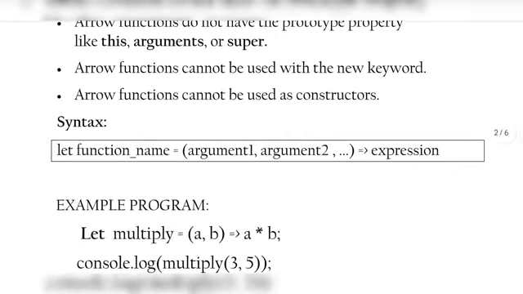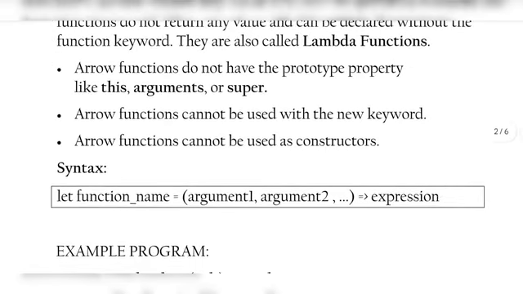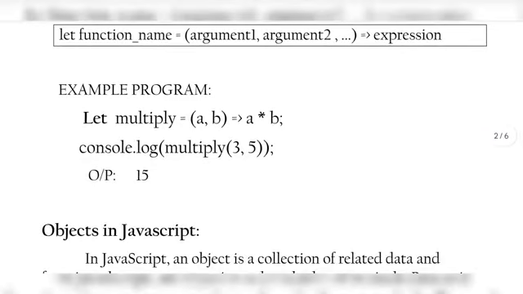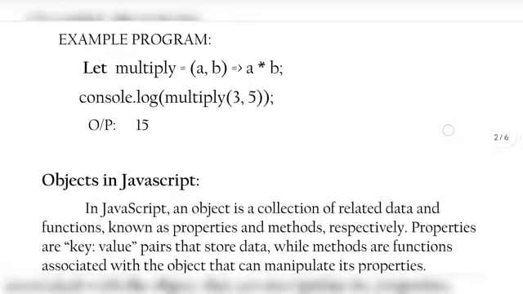Now the syntax for the arrow function: let function name is equal to argument 1 comma argument 2, arrow, expression. For example, let multiply equal to a comma b arrow a star b. Console log multiply of 3 comma 5. The output is 3 into 5 is equal to 15.